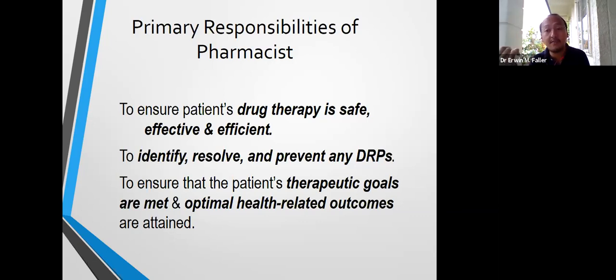We will be able to identify problems using medication review, and resolve certain problems because we will have inputs for our doctors and other healthcare providers. We will be able to make recommendations to our healthcare providers. That is why we will be able to prevent such drug-related problems.